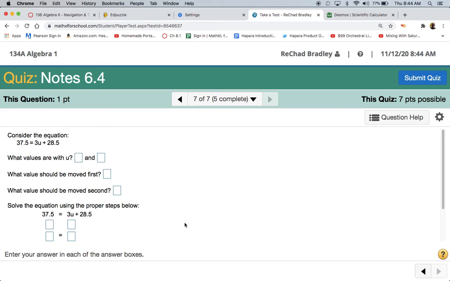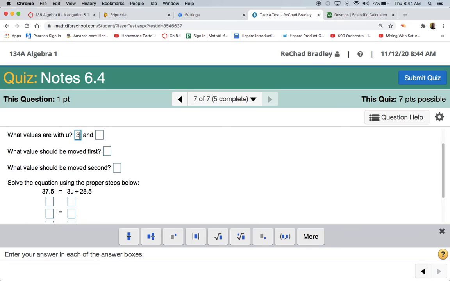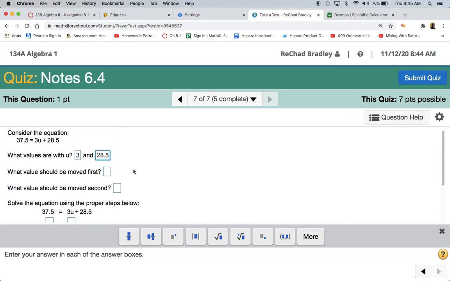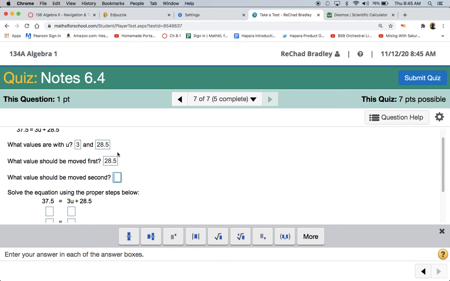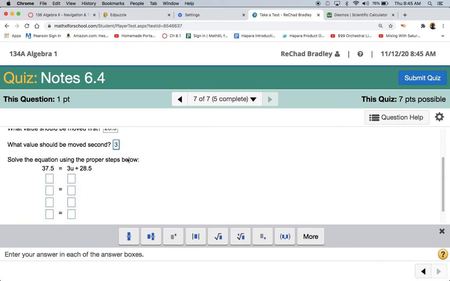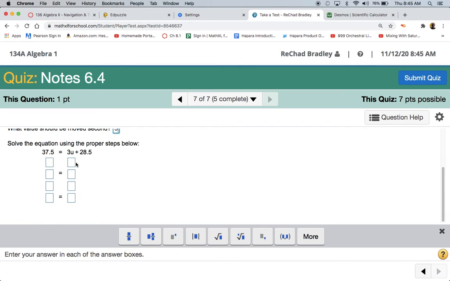Give me 1 second. And the two numbers with it are 3 and 28.5. This is a perfect time to have to cough as I'm at the very end of it. The value that should move first is the 28.5. And the second value to move should be the 3. From there, we go to solve this thing.